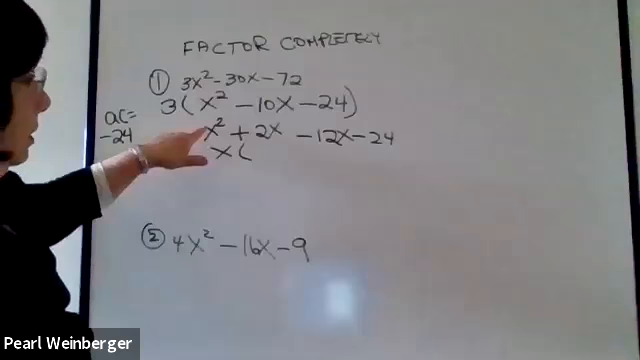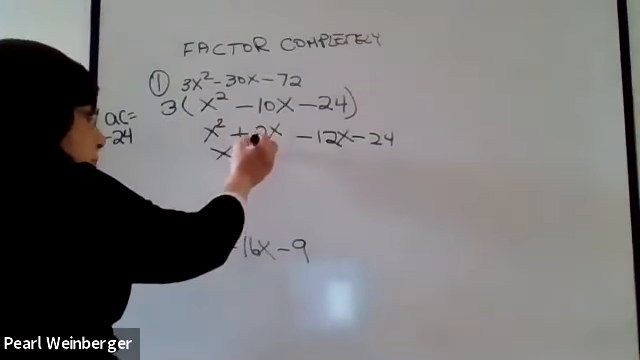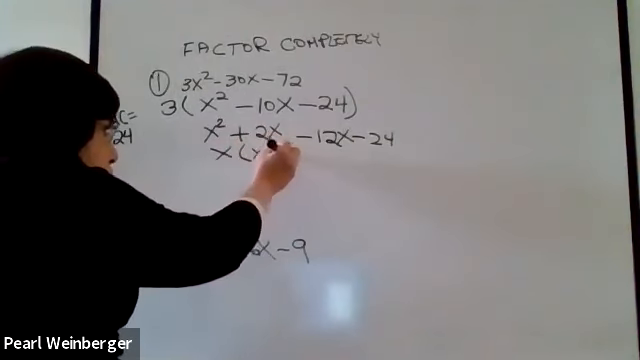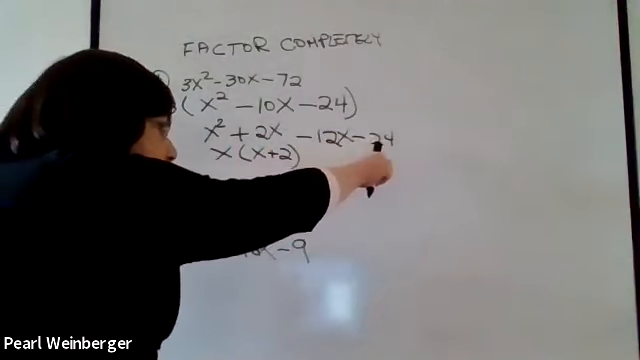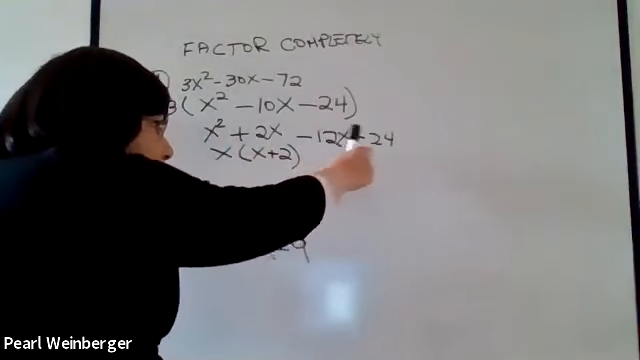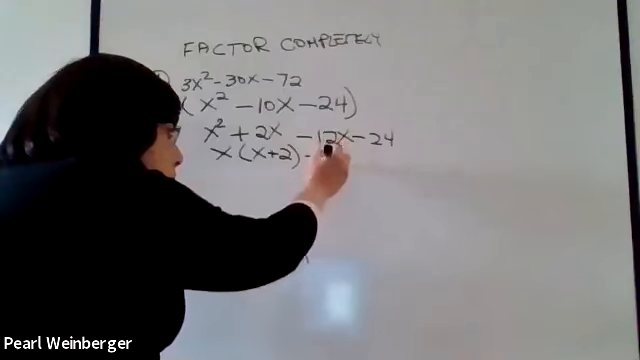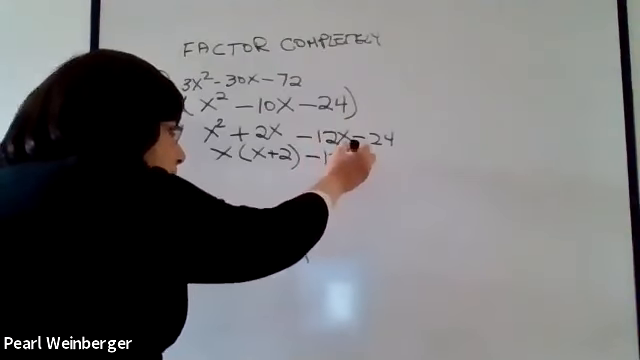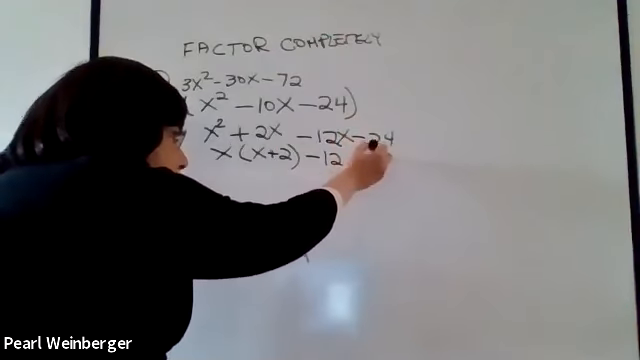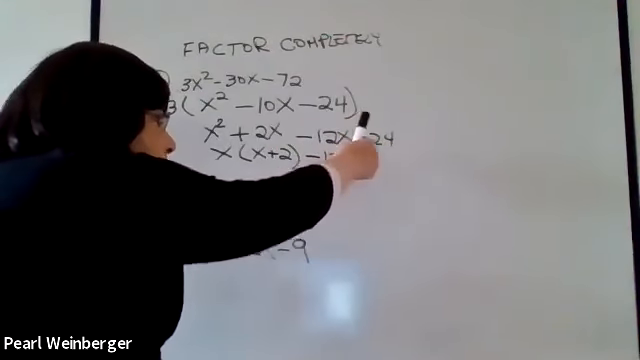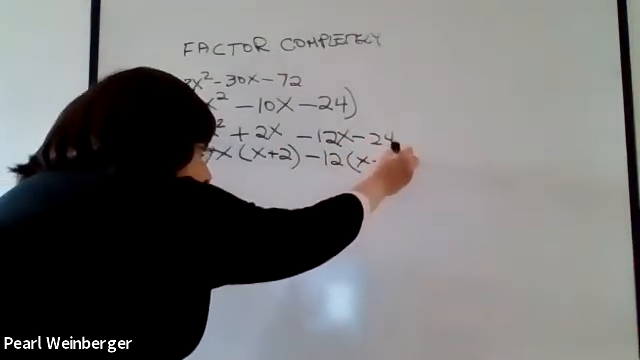Okay. So here, between the x squared and the 2x, my common factor is x. And in the parentheses, I get x plus 2. In my second group, the negative 12x minus 24, 12 goes into them. But since it starts with a negative, I have to include the negative. So it becomes negative 12. Negative 12 into negative 12x is x. Negative 12 into negative 24, negative into negative is positive.